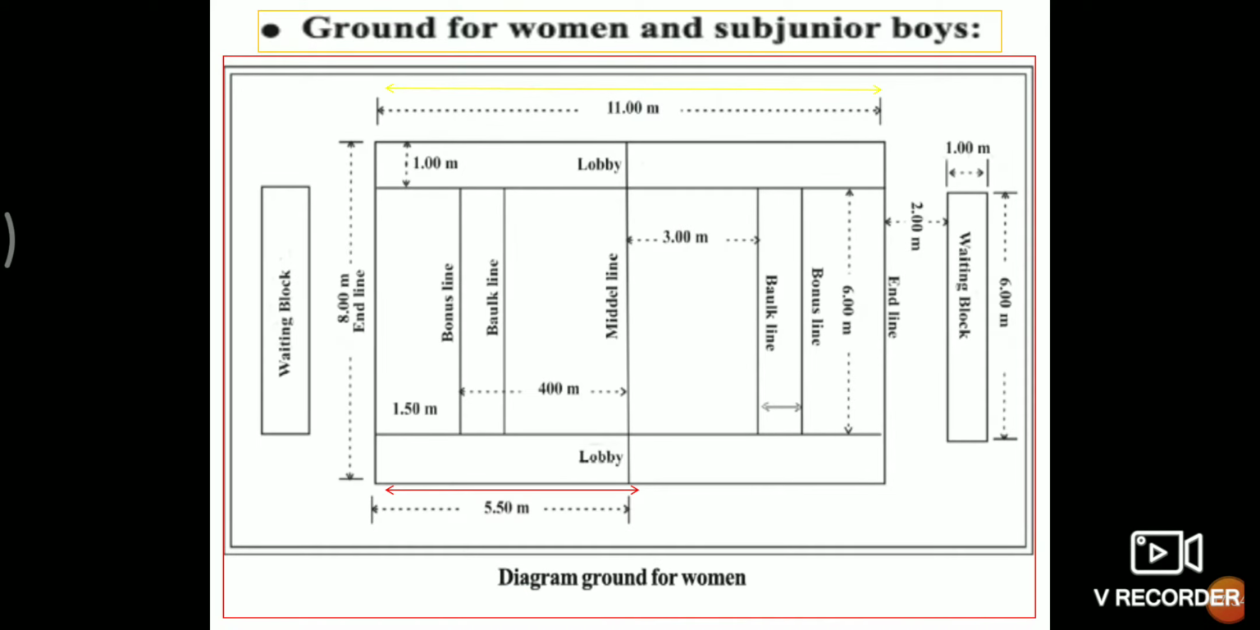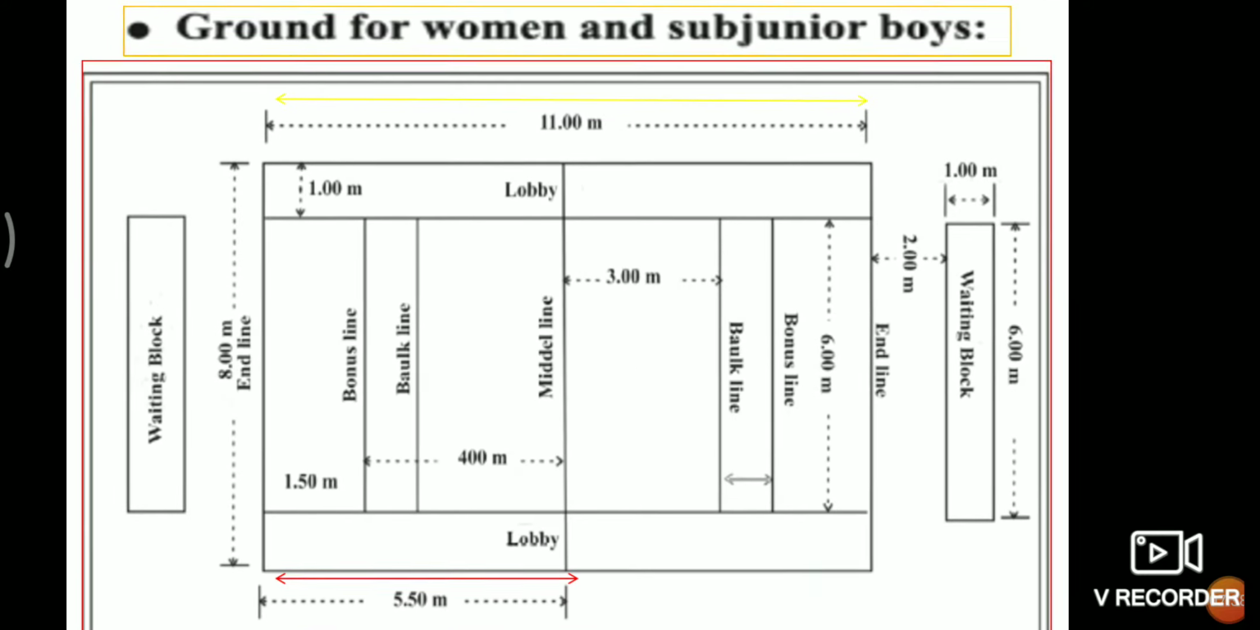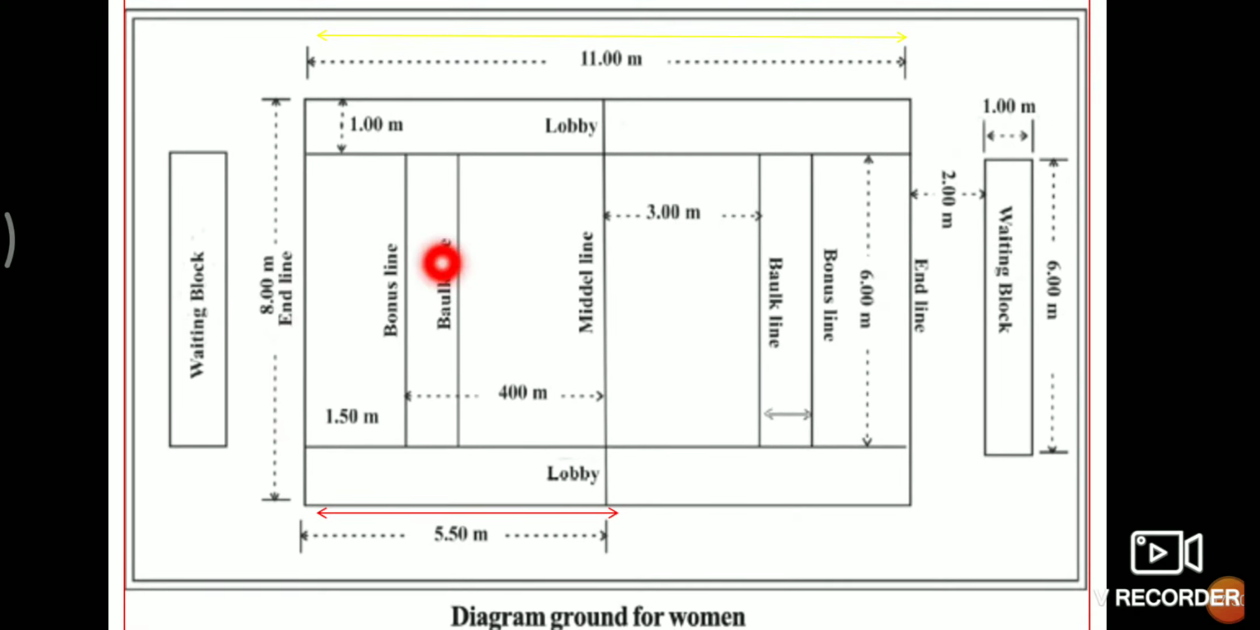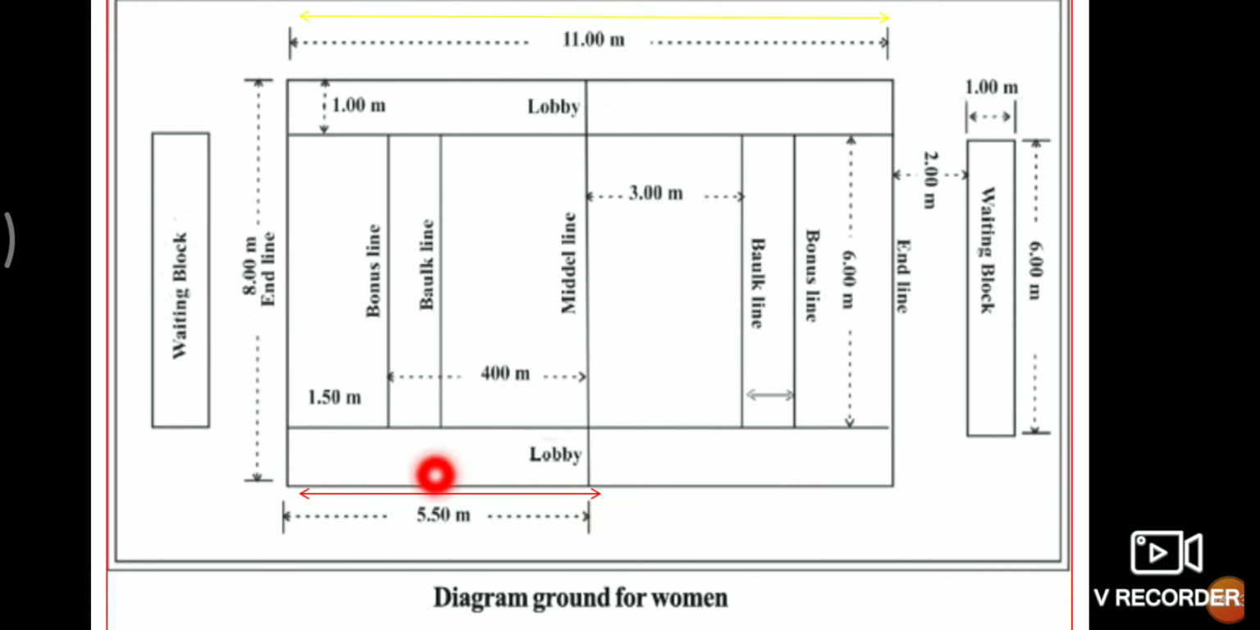Then next slide, ground for women and sub-junior boys. Length of the ground is 11 meters and width 8 meters. Then distance between end line and center line is 5.50 meters. This is the end line and this is the center line. Then distance between center line and cross line, that means buck line, is 3 meters.